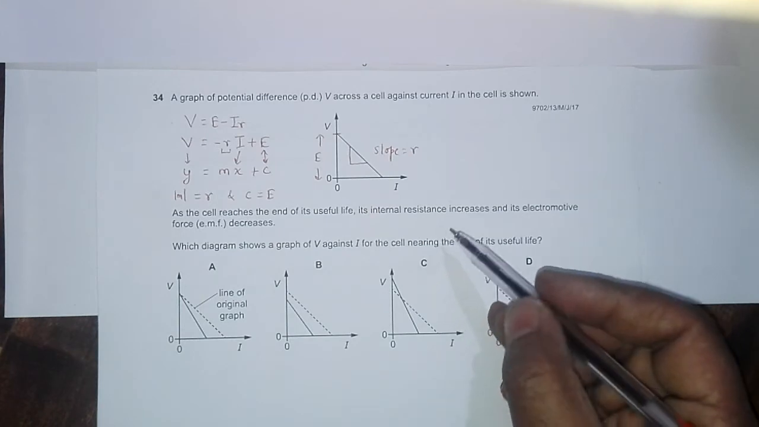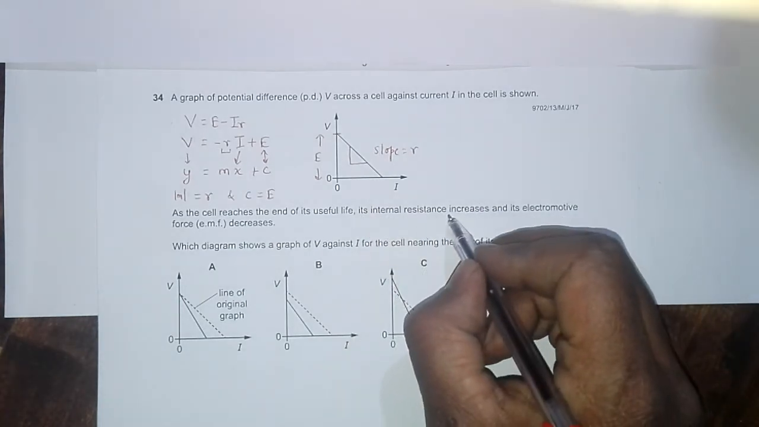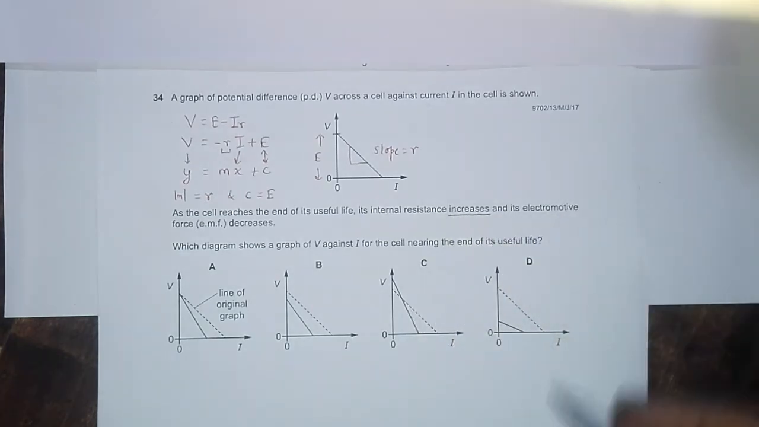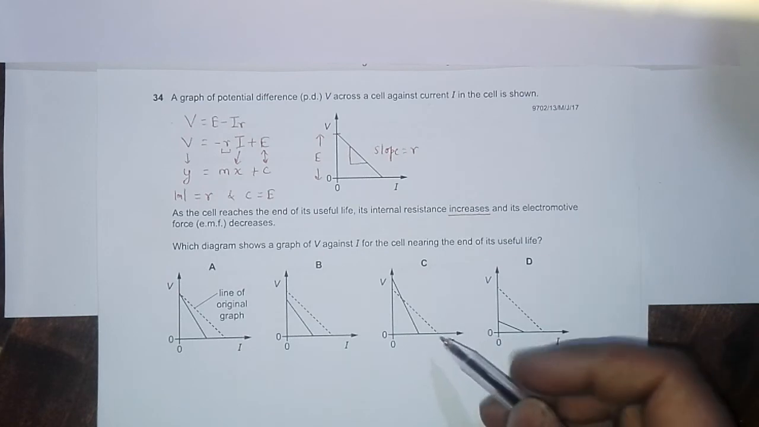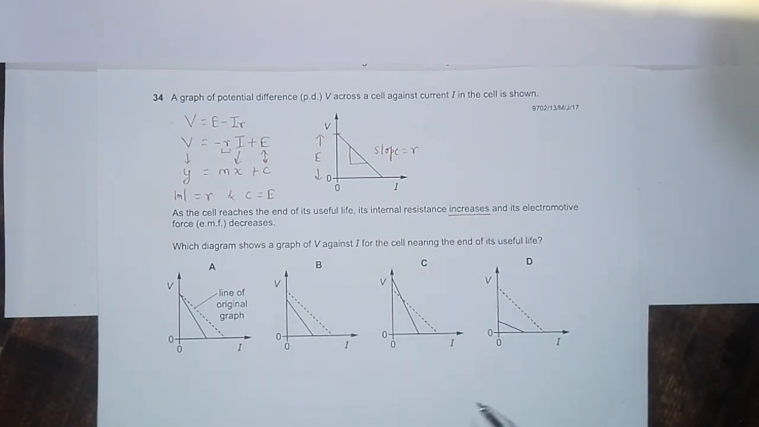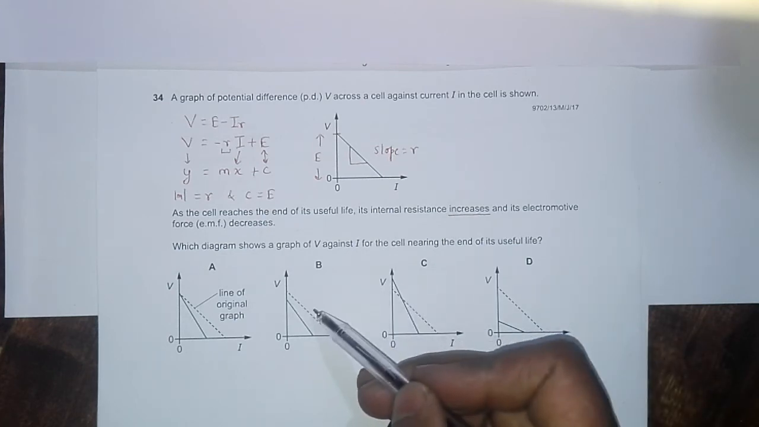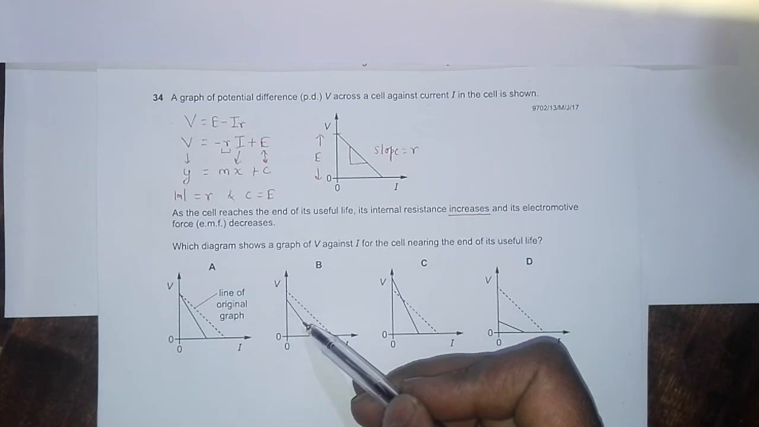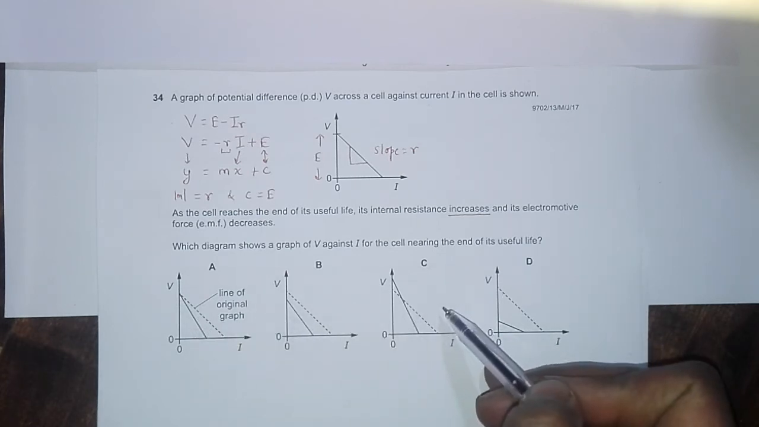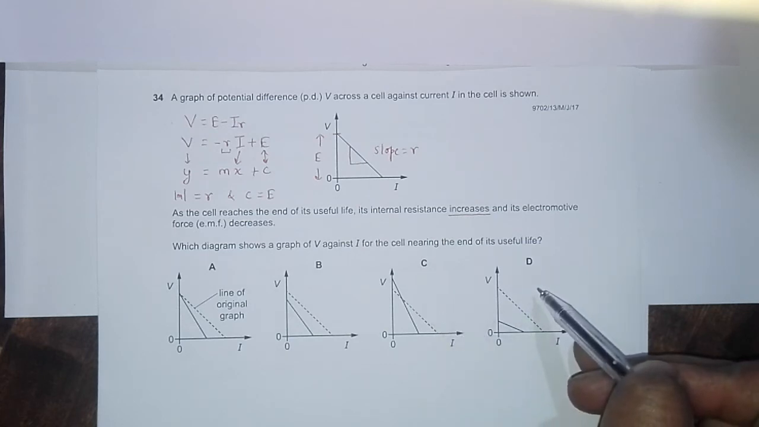Now what we have been given is that the internal resistance increases, that means the magnitude of the slope should be high. Compared to this and this, the slope is high in this case, number C, the slope is high in this case also, and the slope is high in this case also. So A, B and C act as the potential candidates, and we can remove choice number D.